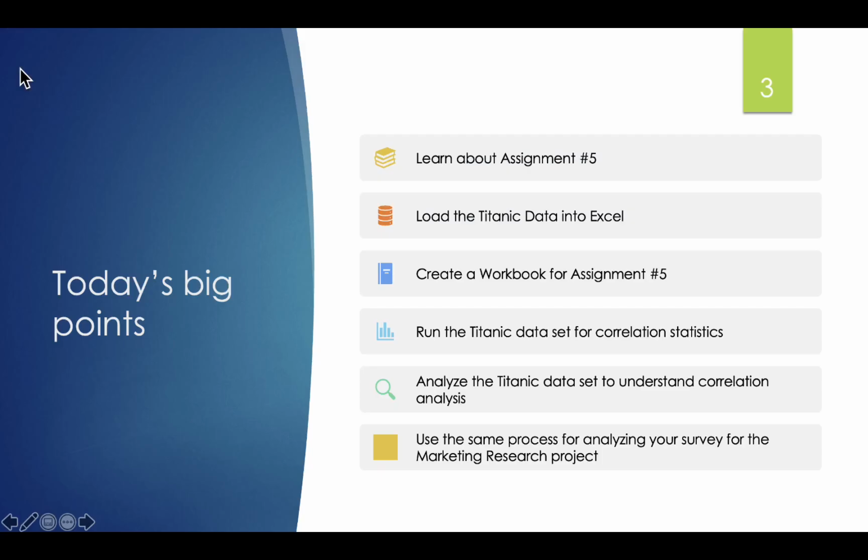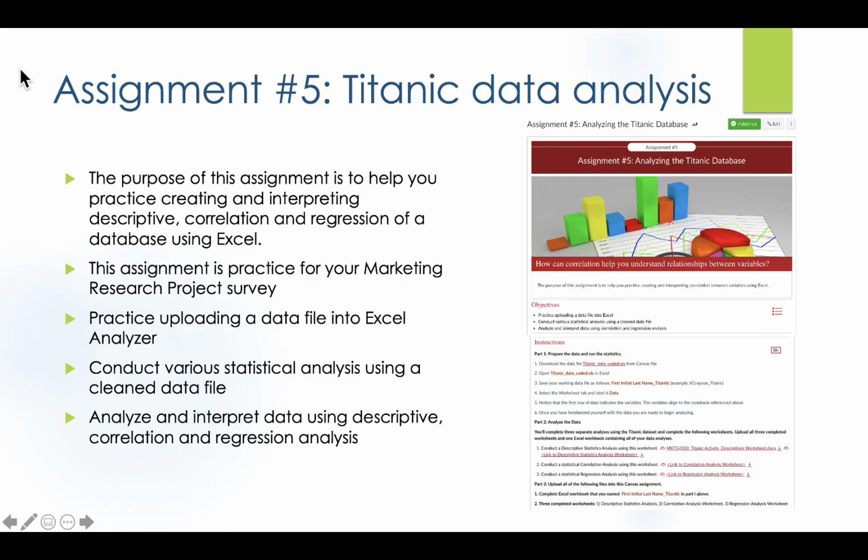So last time we went over assignment number 5. I'm not going to go over that again. I'll just talk a little bit about what's next. You've loaded your data into Excel. You've created a workbook. You ran descriptive statistics, and this time we're going to run correlation. And then I want you to be able to analyze the correlation data from the set. And then once you've done that, finish up that correlation worksheet. And then how are you going to create a correlation table with your own marketing research survey?